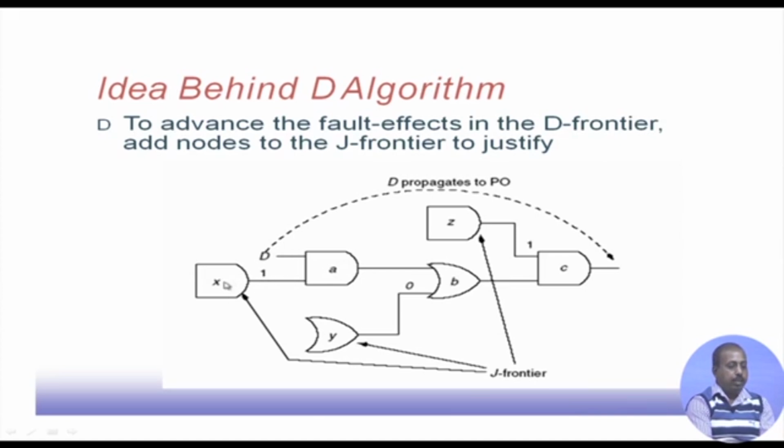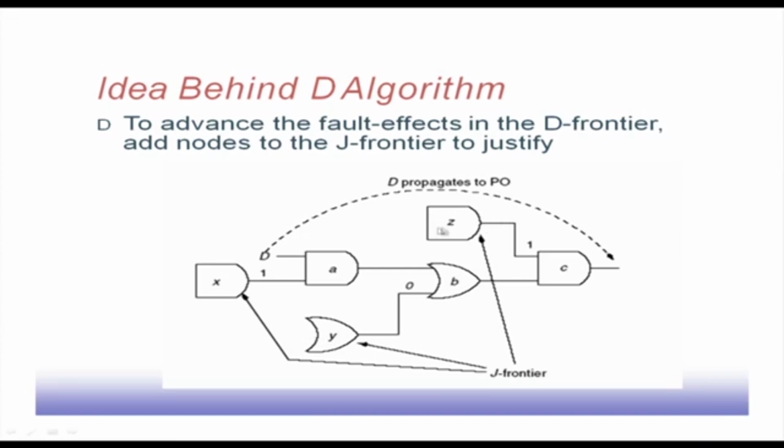So, this gate becomes a J frontier gate, because its output is specified, but input is not. Similarly, once you are at this point, you see that this B has to be set to 0, this input has to be set to 0, because I want to propagate this D through this. So, this particular gate, its output is specified, but its input is not, so this is forming a J frontier.